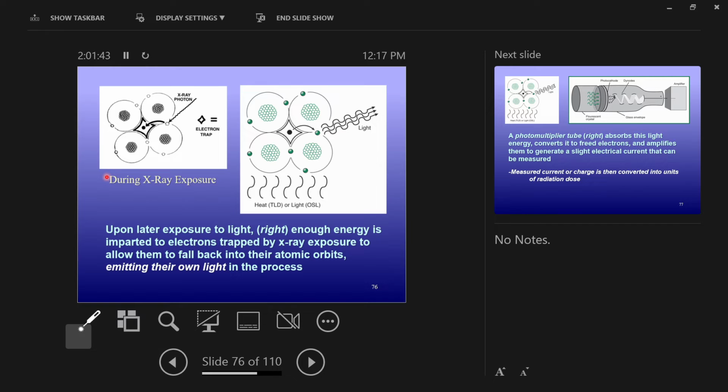Okay, there are 2 types of badges that do this. There's the OSL badge. There is also something called the TLD badge, thermoluminescent detectors. They work on the same principle. The only difference is the type of electromagnetic wave that's used to cause stimulated emission once the badge is being read. In OSL badges, the companies will use optical light, visible light, to make that happen. The material is sensitive to visible light. In TLD badges, the material is instead sensitive to infrared heat. Okay?